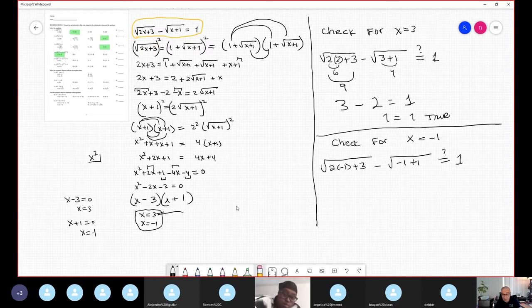Second one is 2 times negative 1, which is negative 2, plus 3 is positive 1, and the square root of positive 1 is 1. And negative 1 plus 1 is 0, and the square root of 0 is 0. And 1 minus 0 is equal to 1, true again. In this case, both solutions are okay. Okay, nice.